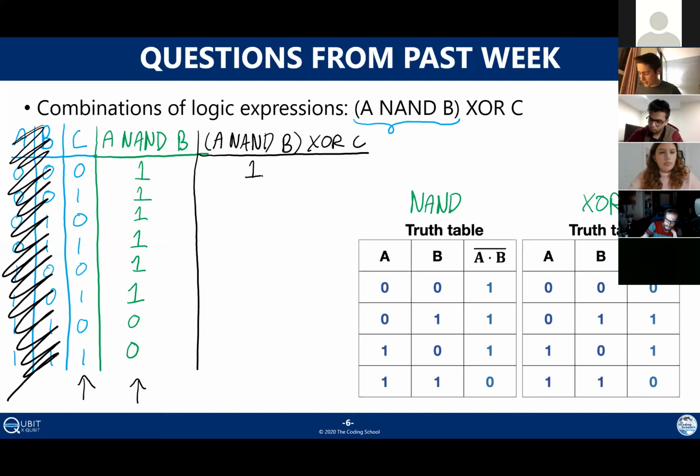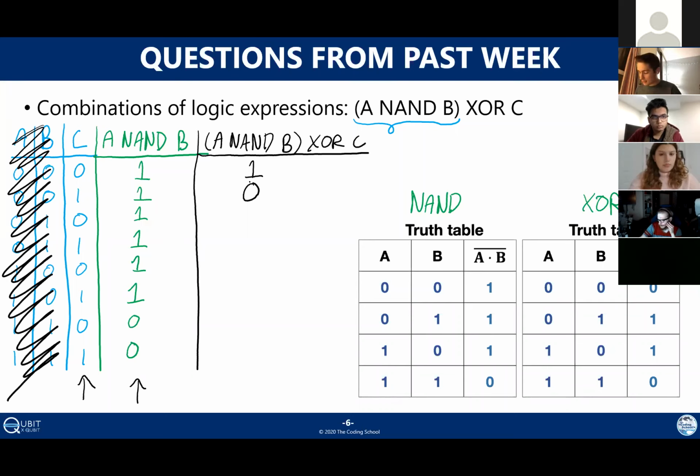I'm going to do that one more time just to make sure that it's clear how that worked. We have A NAND B, all in brackets, is our first input. So our A NAND B here is 1. XOR C is the second input, C is 1. So if we have the 1, 1 row in our XOR table, that actually gives us 0.